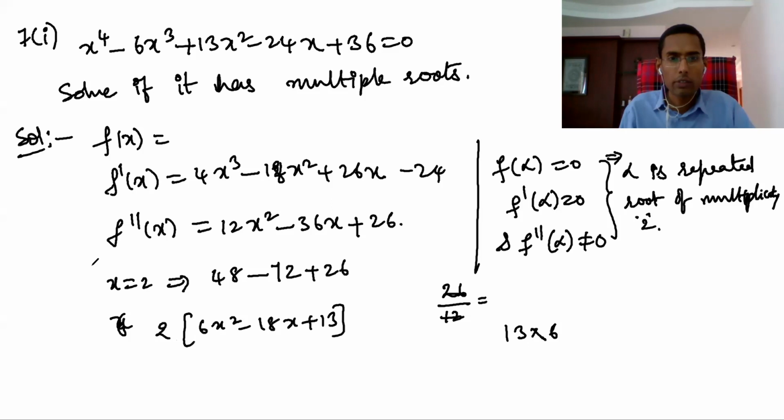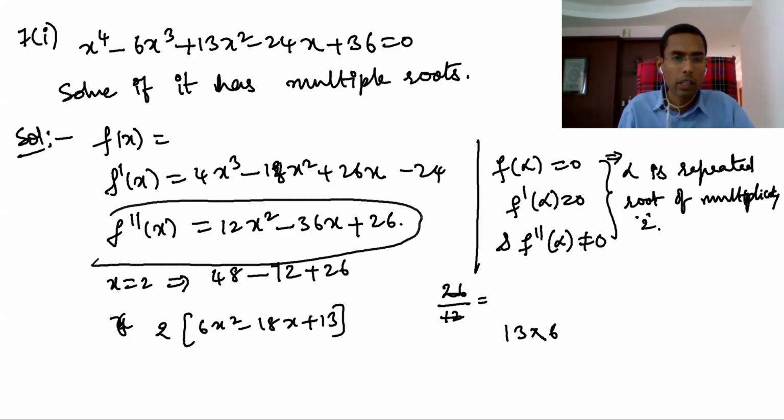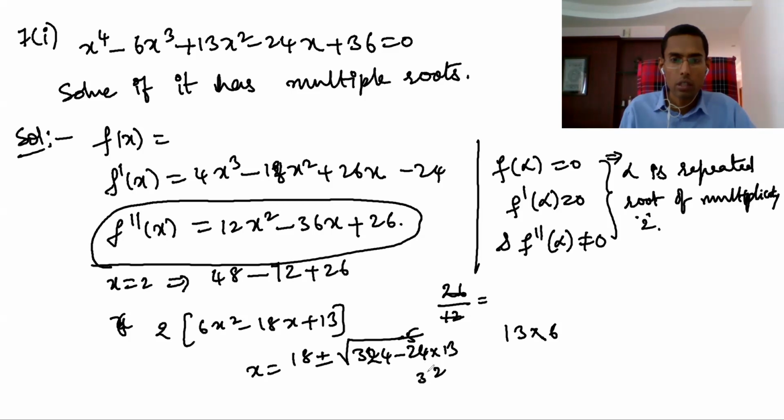For this equation, we can get the roots, but we are not getting an integer root or a rational root. If you see, x equal to 18 plus or minus under root of 18 square, which is 324, minus 4 sixes is 24 into 13. 13 fours are 52, 13 twos are 26 plus 5, that is 31. So the roots you are getting are complicated.